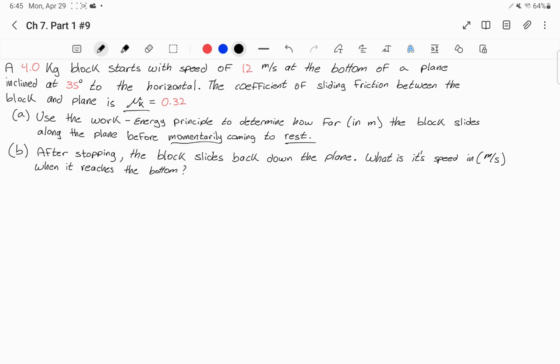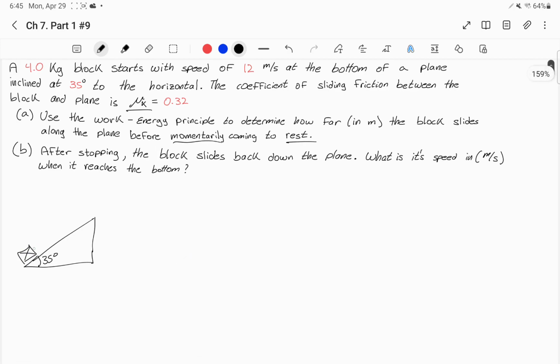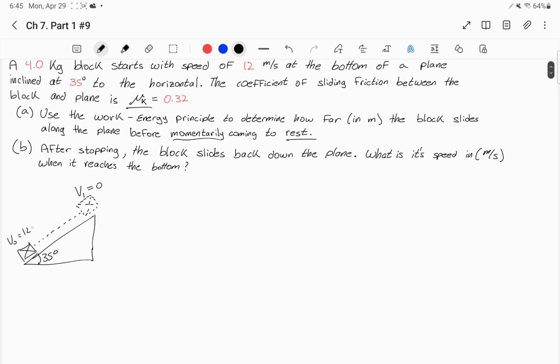So before we jump into the equation, let's draw a diagram of what we have going on. We can represent the plane as a triangle that's 35 degrees to the horizontal. That's the block that starts at the bottom, and it travels all the way up before it comes to a stop. So my final velocity is going to be 0. My initial velocity is given to us, which is 12 meters per second. And they want us to find the blue distance right here, which is d.